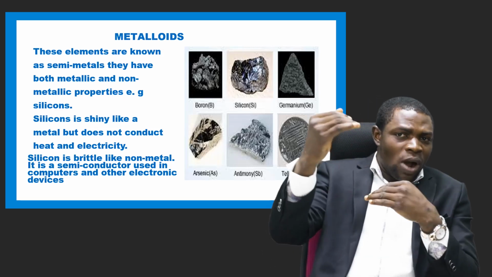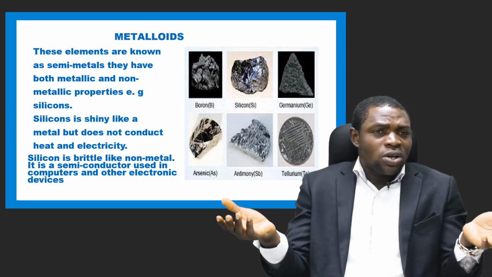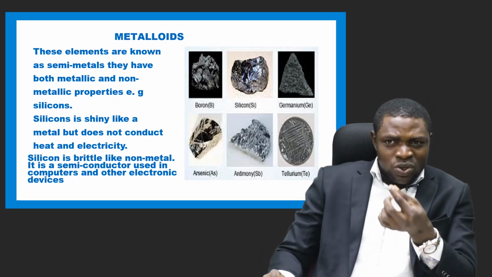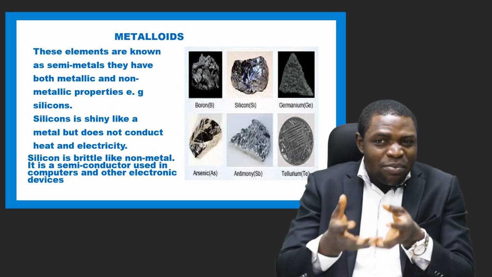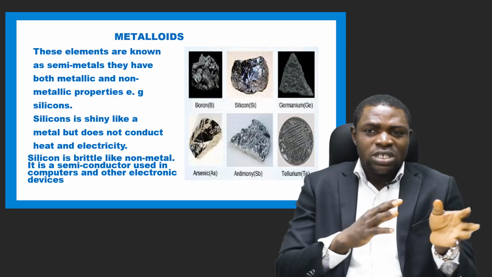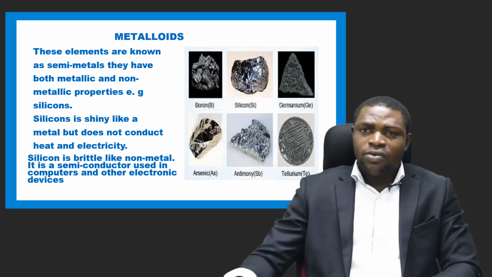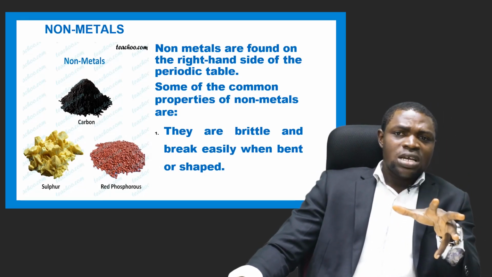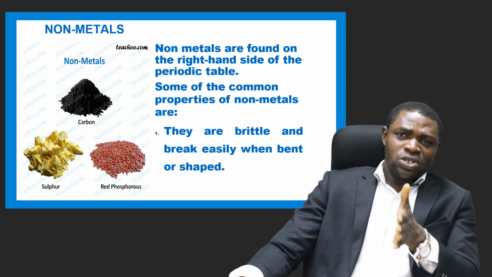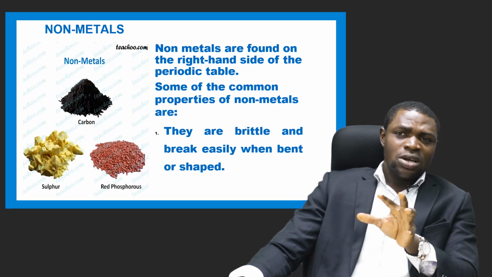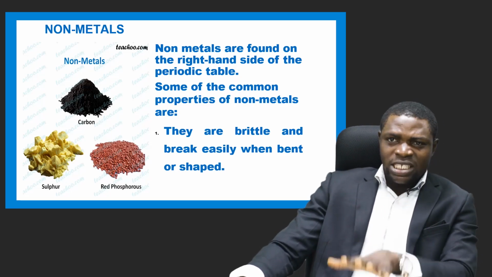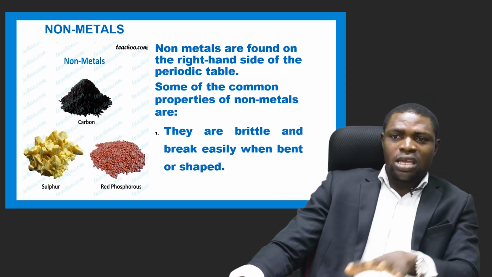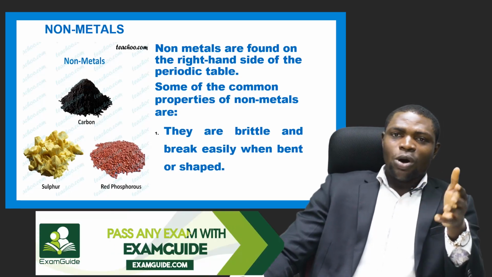So you can see, number one, it is shiny but does not conduct electricity well. Number two, it is brittle like a non-metal, and it is a semiconductor, so it's used in computers and other electronic devices. So let's move on. Generally, I'm trying to analyze each of the groups in the periodic table first. When we are done with the arrangements, then we can go into the properties, both physical and chemical, of each of these groups.